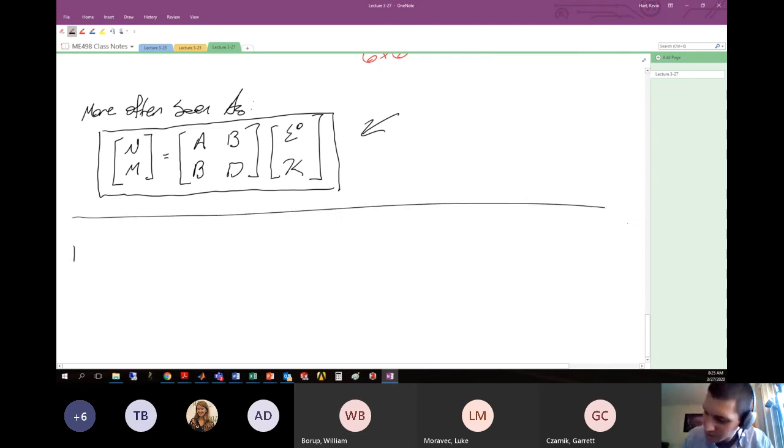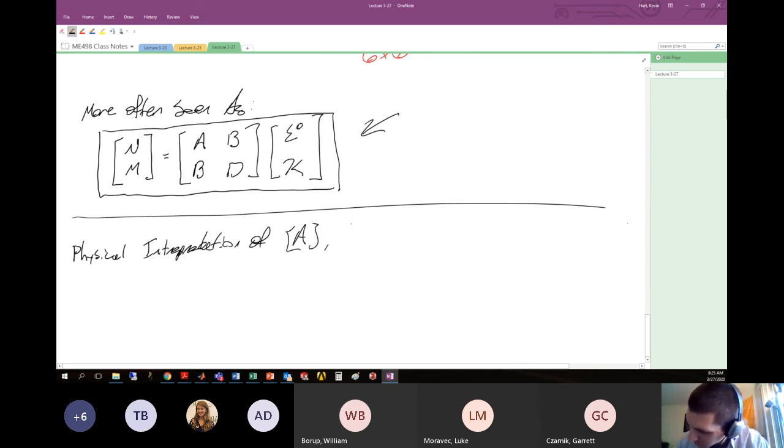Let's talk about a physical interpretation of the A matrix, the B matrix, and the D matrix. So what do these things actually represent physically?